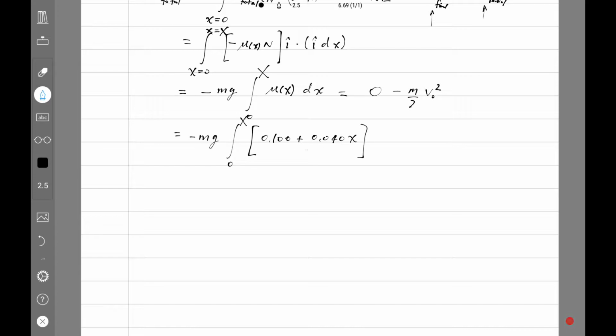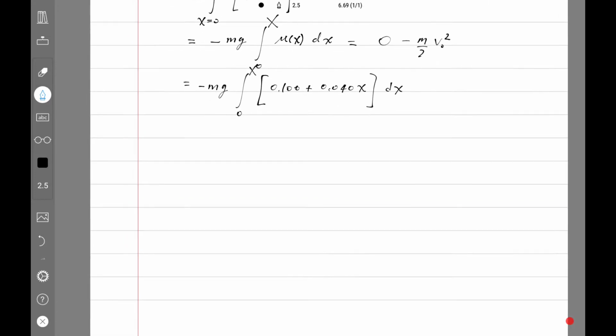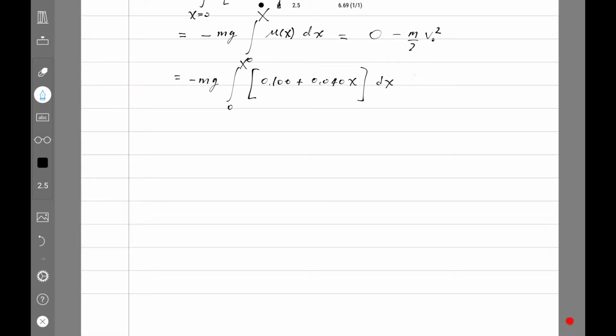So that's my mu of x, integrating that in x. And I'll just leave this stuff up here for now and carry on with the left-hand side, and then I'll tack this on at the end.